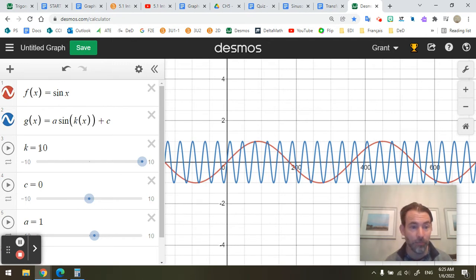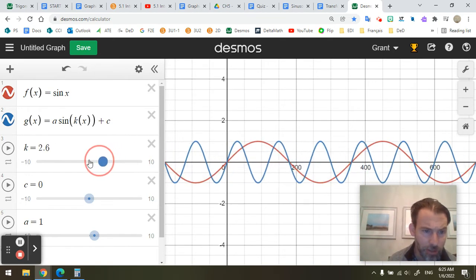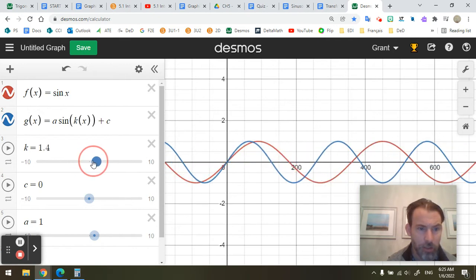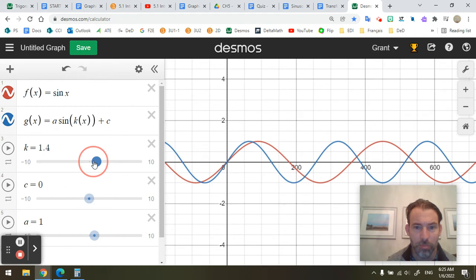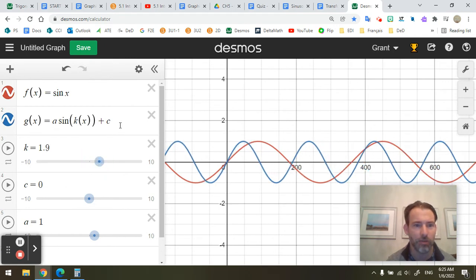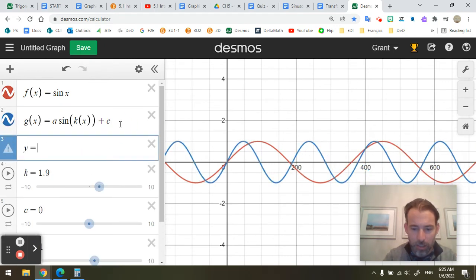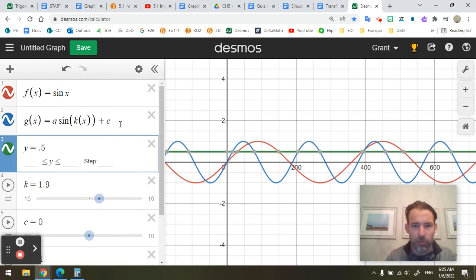Okay. When k becomes large, it compresses the function towards the x-axis. So let's go with values just a little bit bigger than 1 here. You'll notice, just take a look at some of those points as I pull this in, and let's put in a line, actually. We'll put in a line here, y equals 0.5, y equals 1/2.